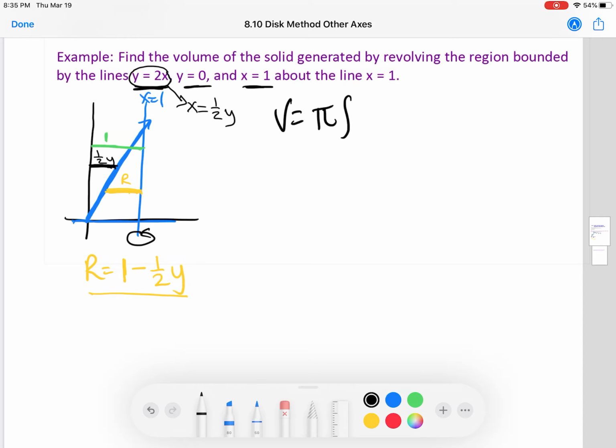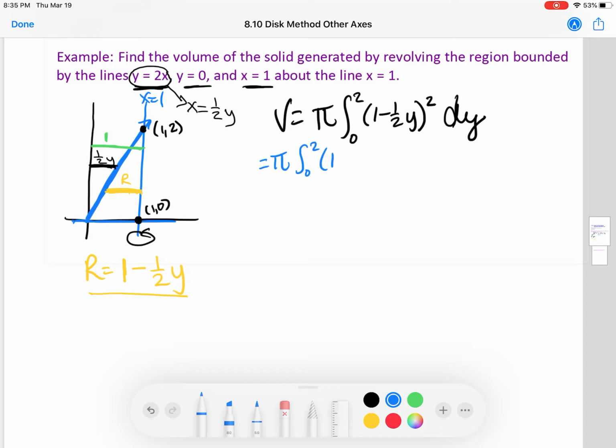The volume is going to be pi times the integral. With the vertical axis of revolution, we are using everything in terms of y, so I need some y values. Here we know that y is 0, and here we know that y is 2. So I'm going to integrate from 0 to 2 of my radius squared. This particular integral is not too difficult to integrate by hand, so let's just take a second and do that, because it sounds like a lot of fun today.